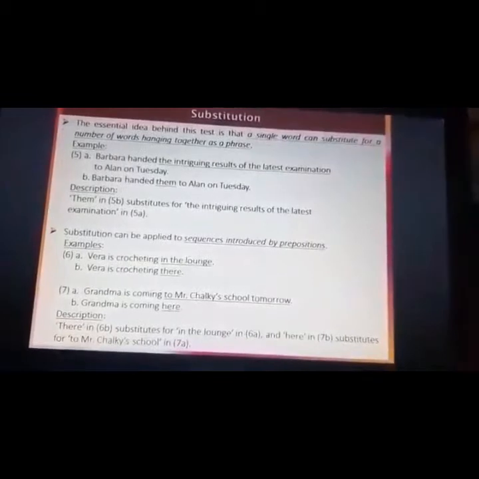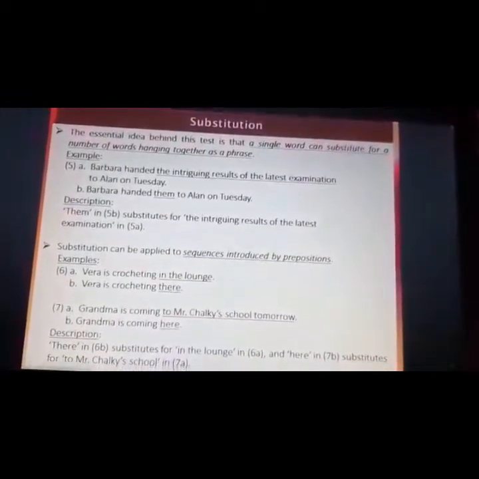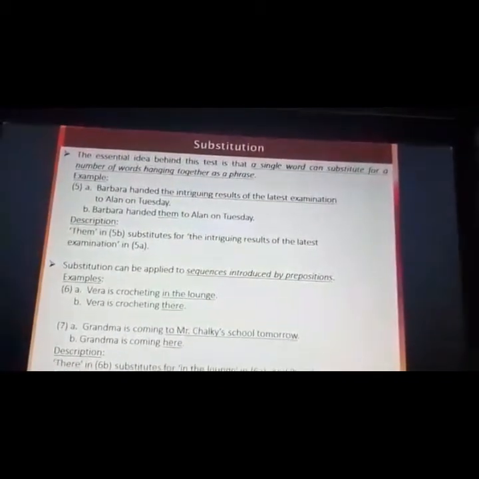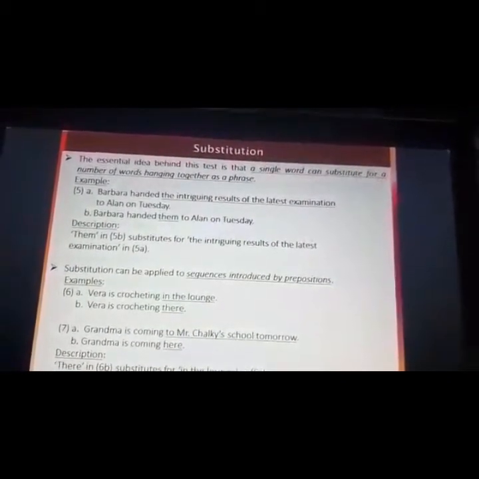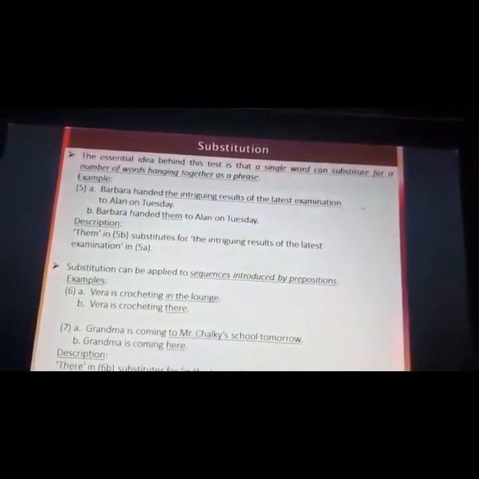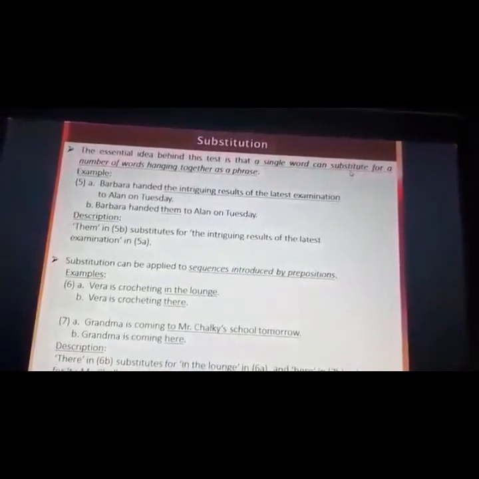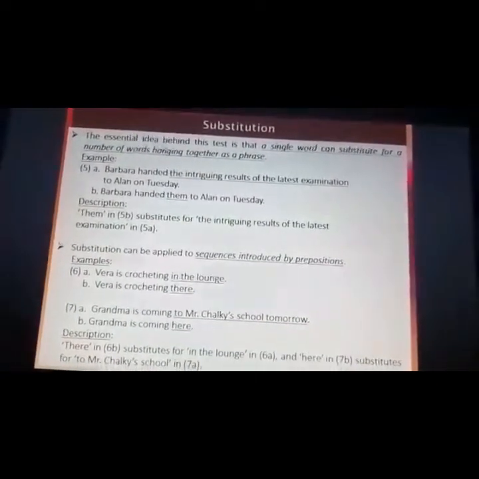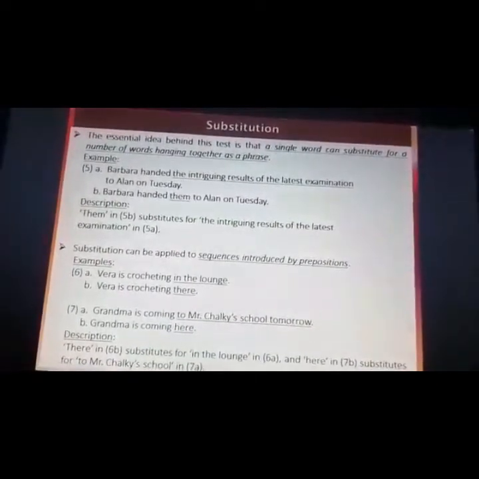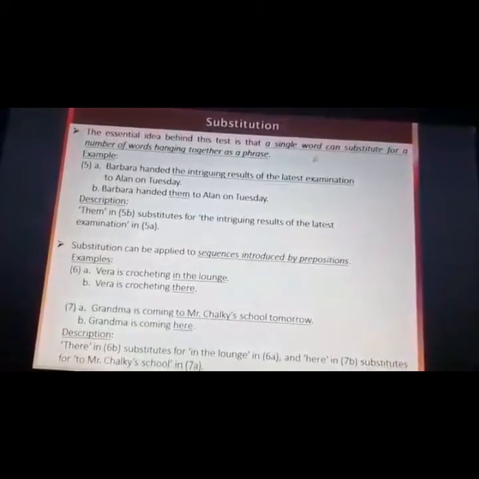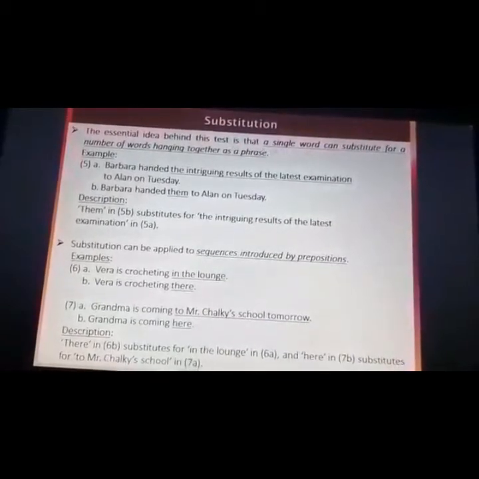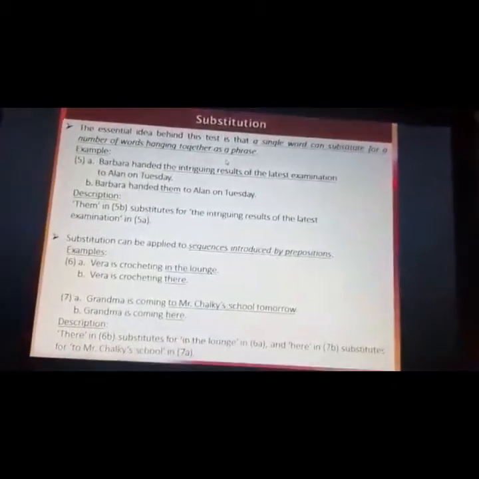Now we're going to discuss about our former discussion. Yeah, actually we continue the discussion about substitution. As you know that substitution means to substitute. Artinya pengganti. The essential idea behind this test or substitution is a single word can substitute for a number of words hanging together as a phrase.